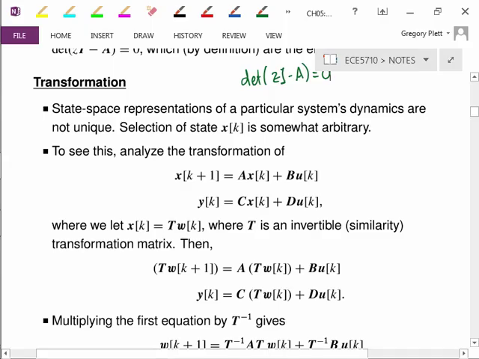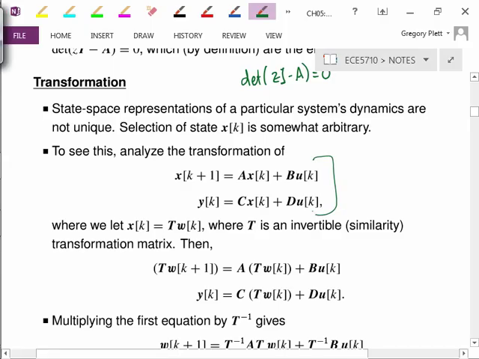We also need to look at one more concept with state space systems. And that concept is transformation. I already claimed that state space representations of any particular system's dynamics are not unique. The selection of the state is not completely arbitrary, but it's at least somewhat arbitrary. There's a lot of design choices that we could make. Some of them may end up with models that have better properties than others, in fact. But mathematically, they're all identical, input to output.